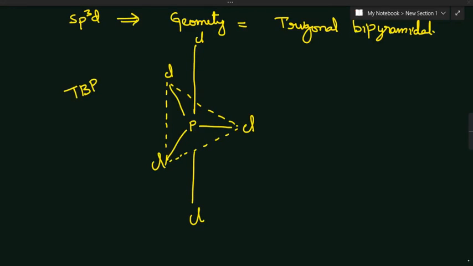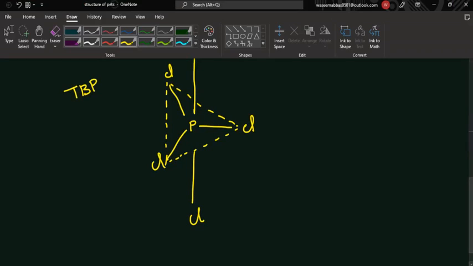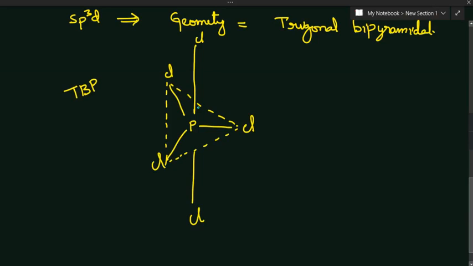For the bond angles, here this bond angle is 90 degrees and this bond angle is 120 degrees. So two types of bond angles we will see, 90 degrees and 120 degrees.